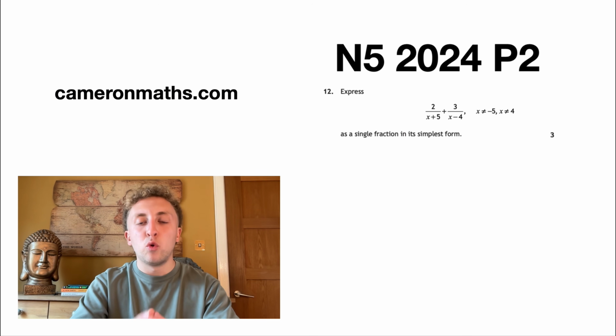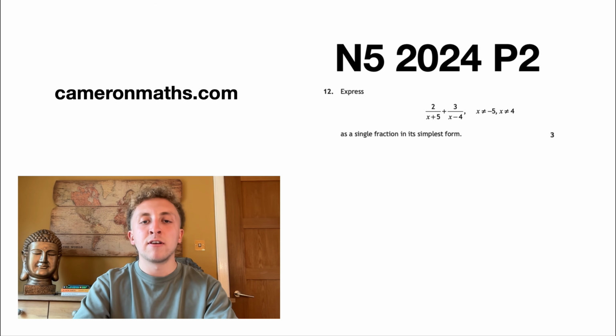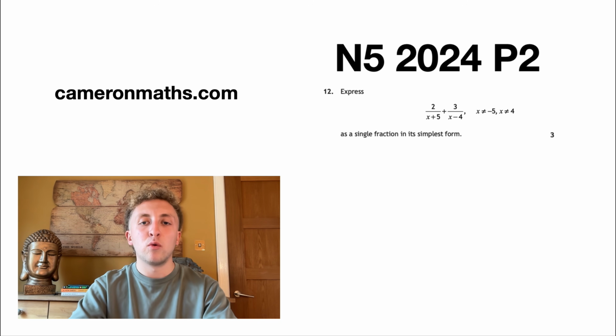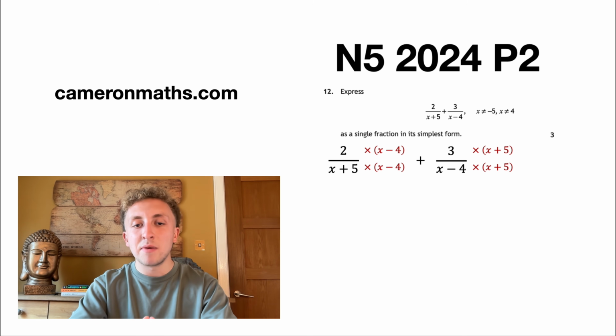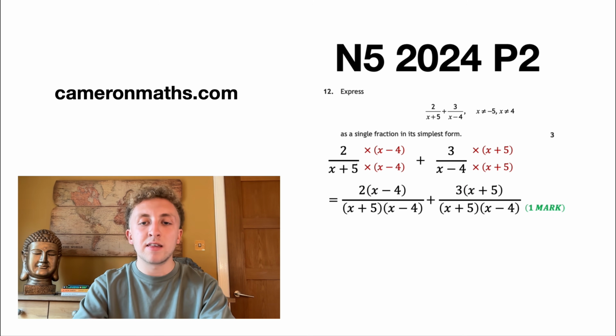Here we've been given two algebraic fractions added together and asked to express it as a single fraction in its simplest form. What we need to do is sort of cross multiply to make a common denominator. We'll times the top and bottom of the left fraction by the bottom of the right, and the top and bottom of the right fraction by the bottom of the left. We get 2 times x minus 4 over x plus 5 times x minus 4, plus 3 times x plus 5 over x plus 5 times x minus 4.